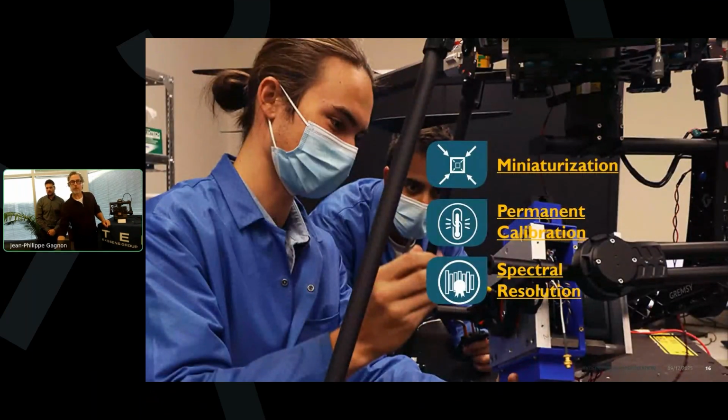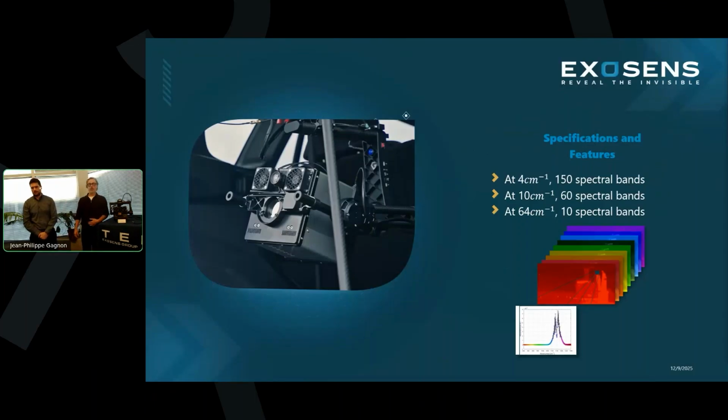Spectral resolution, we touched on that subject a few slides ago. The Nano is a little bit more limited than the Mini. The spectral resolution that it can achieve is 4 wave number. That translates into around 150 spectral bands at 4 wave number. That's well enough for gas detection, scientific applications, geology, so don't worry about that.